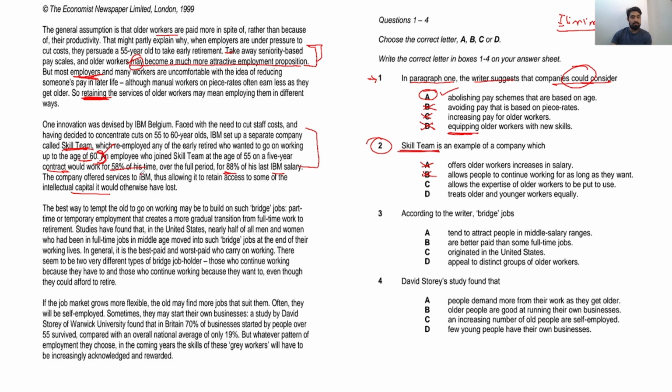Allows the expertise of older workers to be put to use. Okay, we'll see that. So this was something here. The company offered service to IBM, thus allowing it to retain access to some of the intellectual capital it would otherwise have lost. Correct? Intellectual capital, that is expertise. Okay, expertise of older workers. Okay, so this is something interesting, we'll keep it. So treats older and younger workers equally. They never mentioned it is treating equally, so this is out of the question. So this C is the most suitable answer here because all the other things we have eliminated.